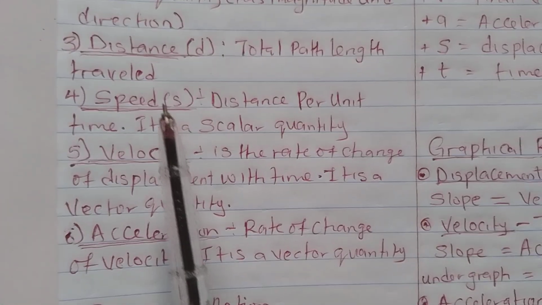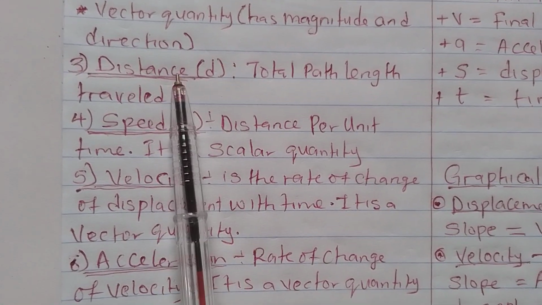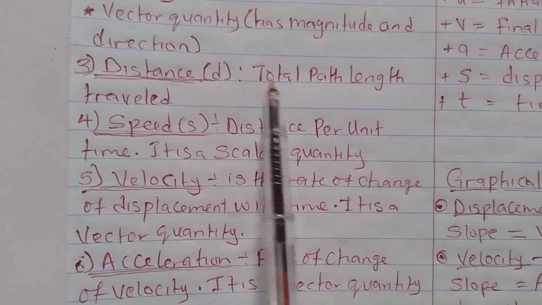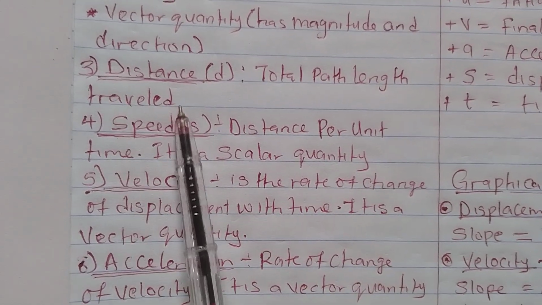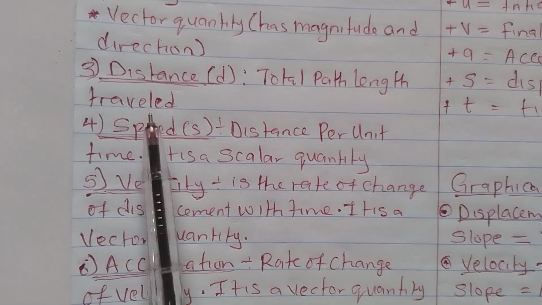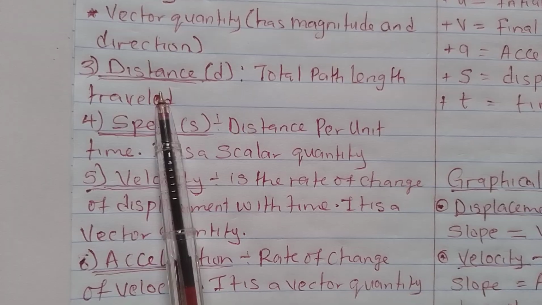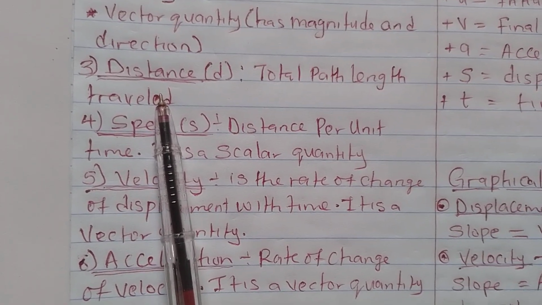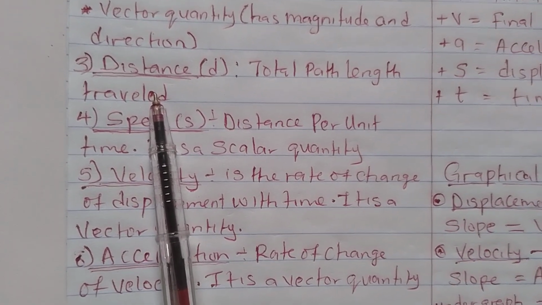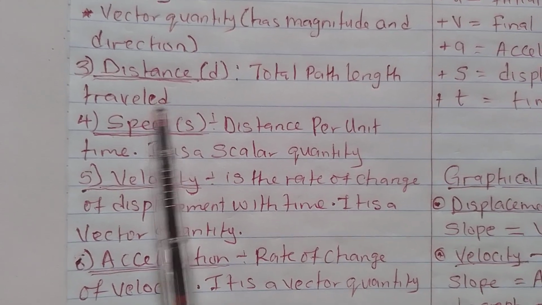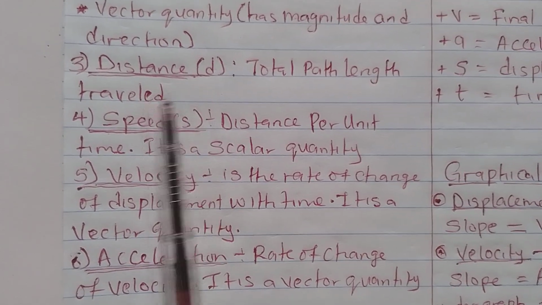Now we'll go to the next one, which is distance. Distance is the total path length traveled. So the total length traveled is referred to as the distance. It is not a vector quantity, it is a scalar quantity having only the magnitude. So we are not concerned about the direction.